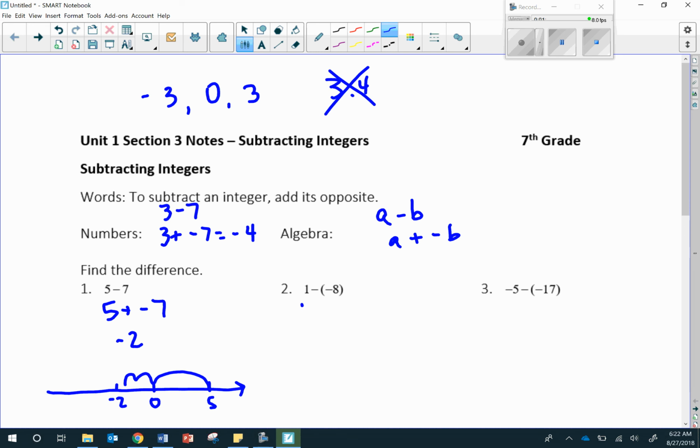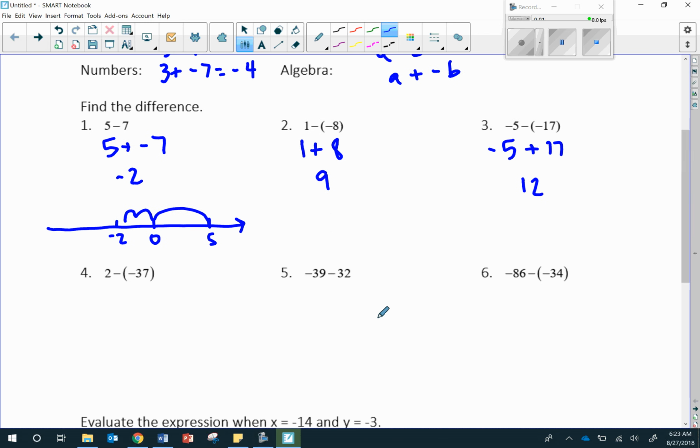Number 2, we're going to do the same thing. 1 plus the opposite of negative 8 is 8, to in fact give us 9. Number 3, same thing, negative 5 plus the opposite of negative 17 is 17. Negative 5 plus 17, take 5 from 17 to get 12. Take the sign of the greater absolute value, which in this case is positive 17, so our answer is in fact positive 12.